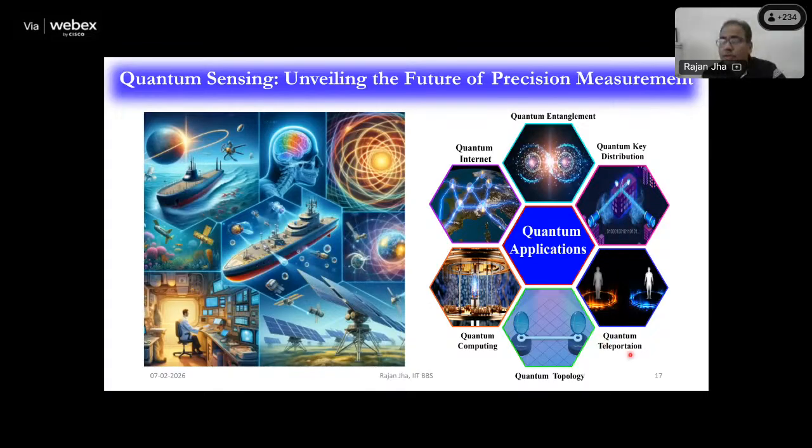People are talking about quantum teleportation. Please note, Einstein gave the concept of E equals mc squared, that mass can be converted into energy and vice versa. Some advanced form of that is what people are talking about. Can you go into the past and present?